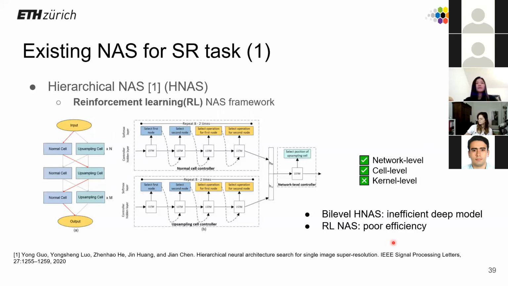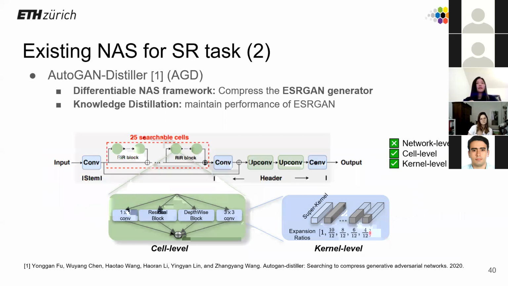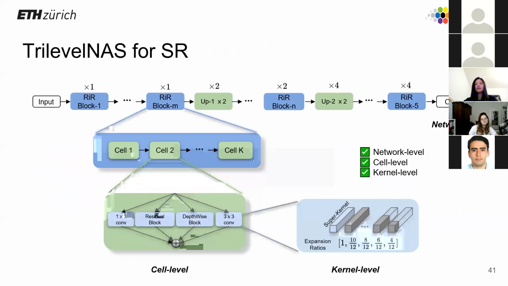Another work, the AutoGAN distiller, AGD, proposes a differentiable NAS framework to explore the cell level and the kernel level. But the network level is something they did not explore in their work. So starting from this work, we want to further include network level search in our search space. I mainly focus on the discussion of how we design our network level search framework here.